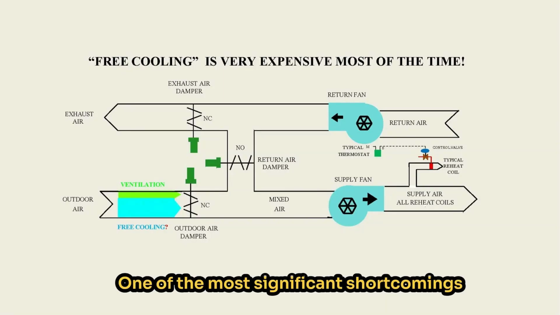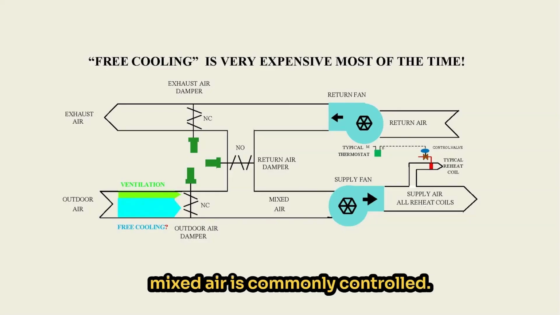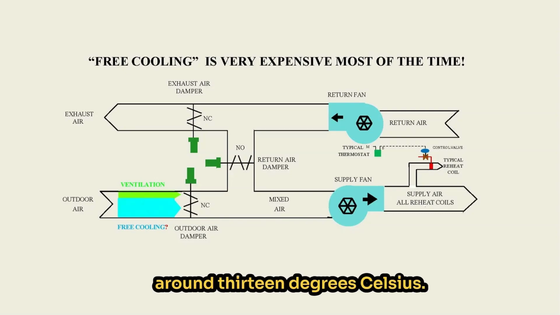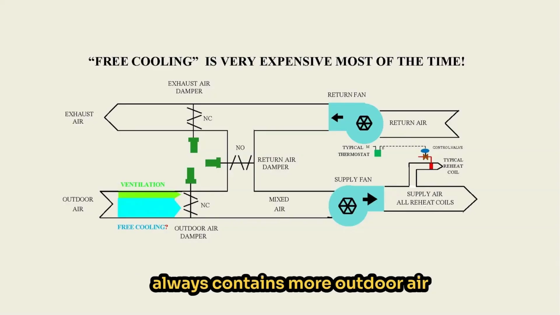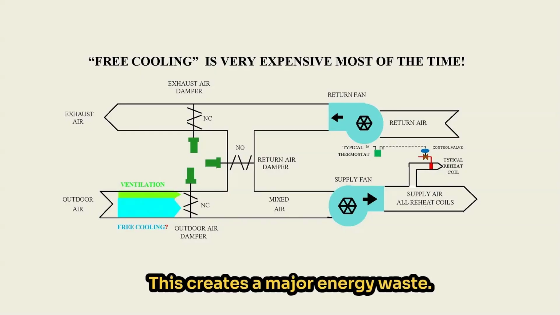One of the most significant shortcomings in our industry is the way this mixed air is commonly controlled. In many systems, the mixed air temperature is maintained at a fixed set point, typically around 13 degrees Celsius. Air at 13 degrees Celsius almost always contains more outdoor air than is required for ventilation. As a result, the system operates as though it is continually in cooling mode, regardless of the actual needs of the occupied space. This creates a major energy waste.